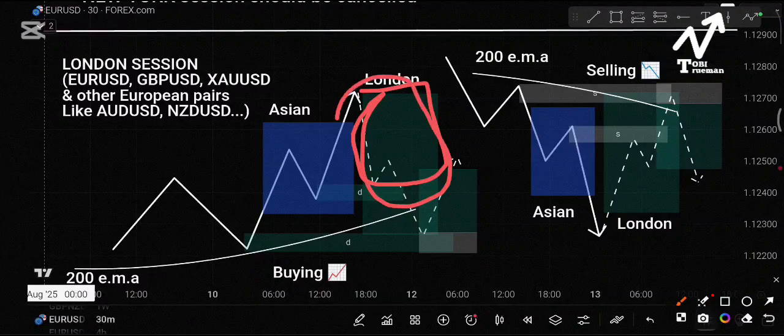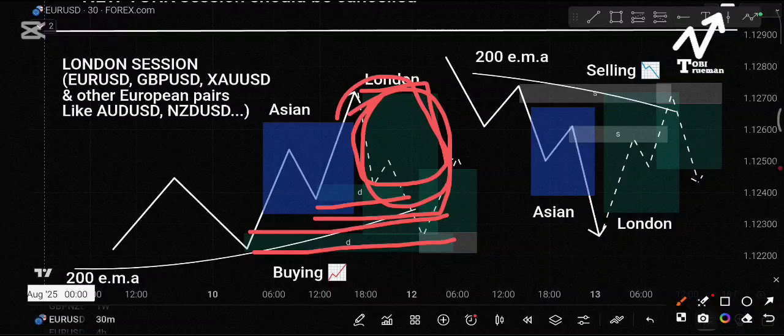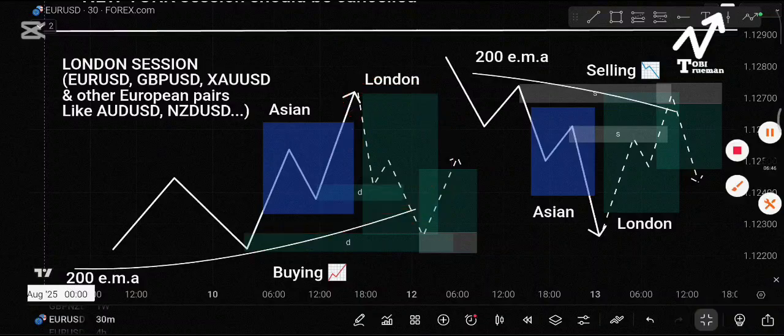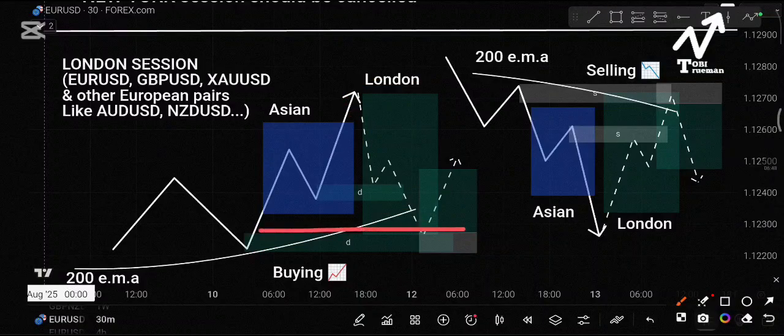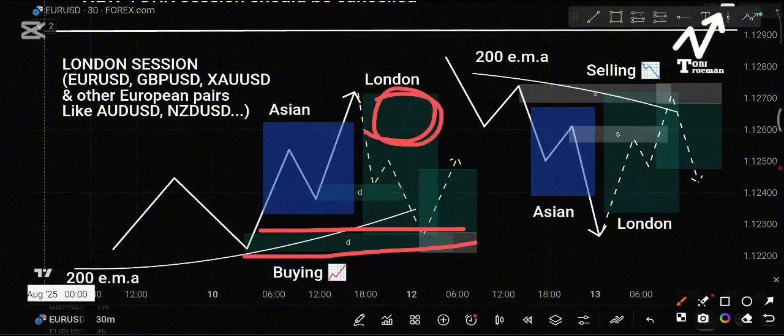Okay, now let's assume that the London session finishes in this place. After taking out this demand zone, maybe it gets here, and then the London session has finished. If we placed a trade already on the demand zone here, we have to cancel that trade if the price action did not target our demand zone before the London session finishes. We have to cancel this trade and wait for another day.